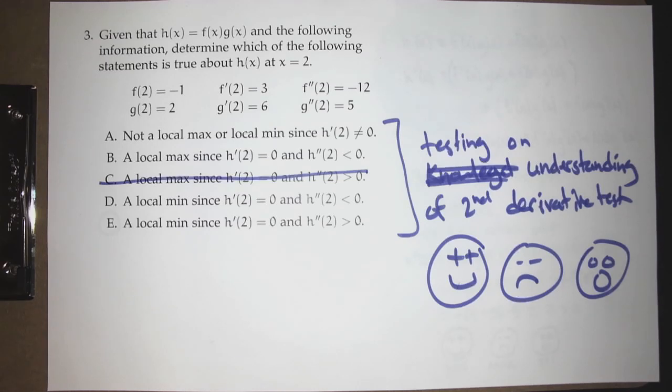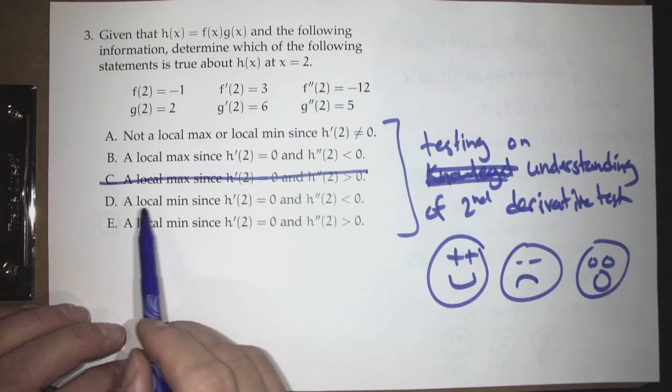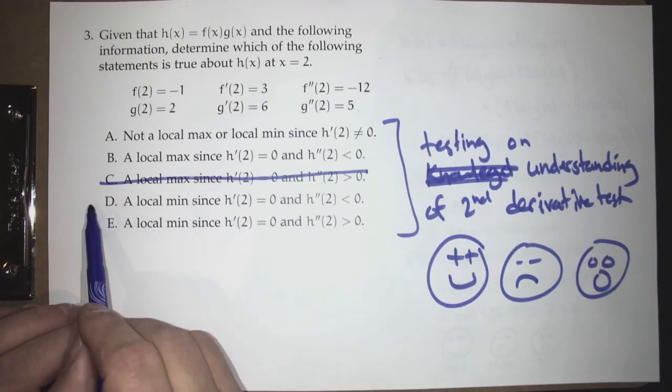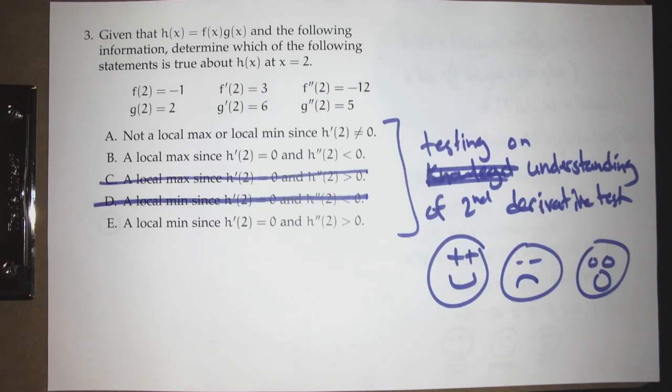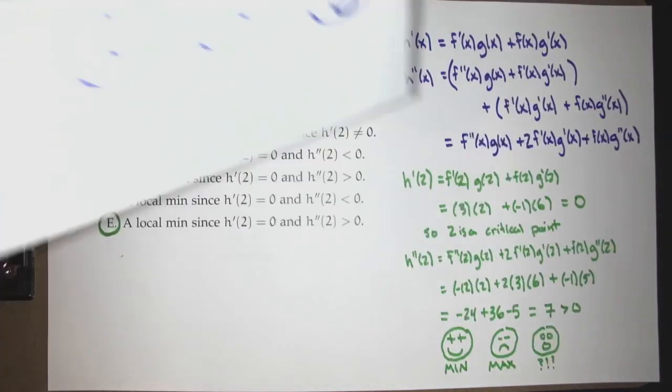Can anything else be ruled out? D. Can I be a local min and have the second derivative be negative? No. So you can, knowing about the second derivative, get to a 1 in 3 chance, and I'm willing to bet you it's not A. So now it's 50-50. All right, B or E? What do you think? E. E as in elephant? Yes. Good.